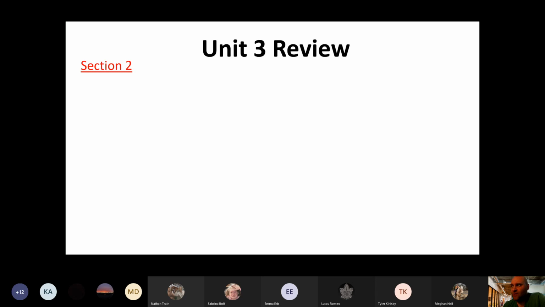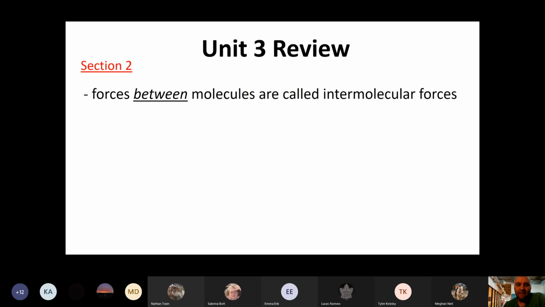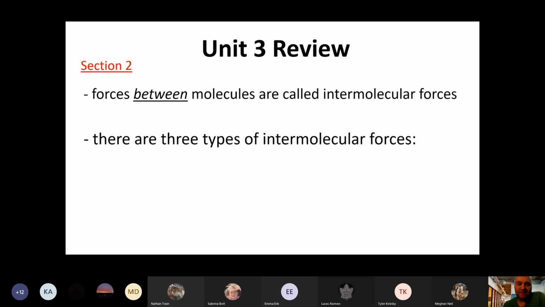Okay, into section 2. Section 2 was quite a long theory lesson, so I just sort of picked out some of the highlights here. So this whole section, we were talking about forces of attraction between molecules. When we're talking about between, we're talking about intermolecular forces. And we learned that there were 3 types of intermolecular forces that are holding liquids together. And they are polar, nonpolar, and really every liquid's going to be either one of these 2, right? You can classify any liquid as polar or nonpolar.